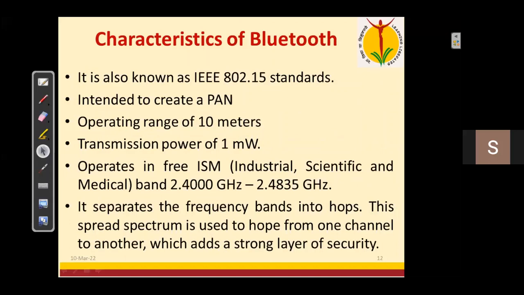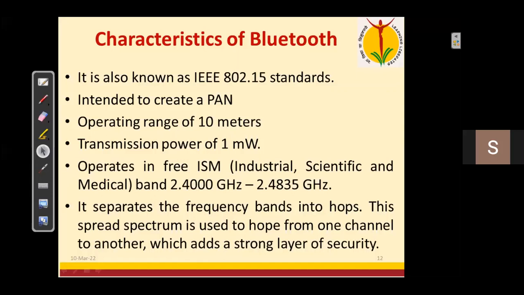It is known as IEEE standard 802.15. Basically it is intended to create a personal area network, so the operating range is very small, up to 10 meters. And the power required is very low, 1 milliwatt. The frequency band allocated for Bluetooth is the ISM band, which is industrial, scientific and medical, whose frequency range is from 2.4 gigahertz to 2.4835 gigahertz.